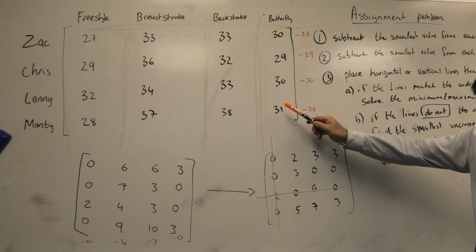Now to talk about this: it can be either horizontal or vertical. It can't be diagonal, yeah, that doesn't matter. So if I get 4 lines through here, then I'm ready to solve.